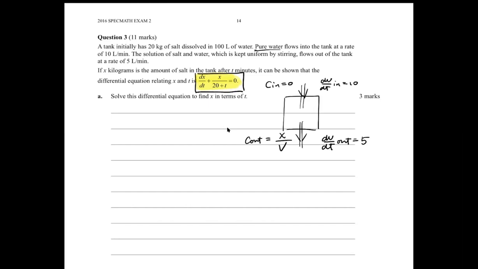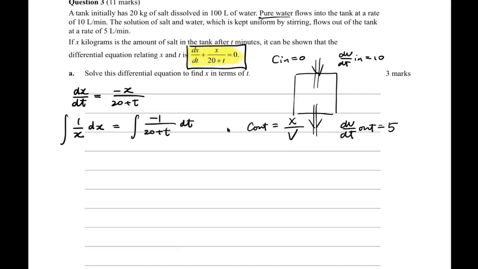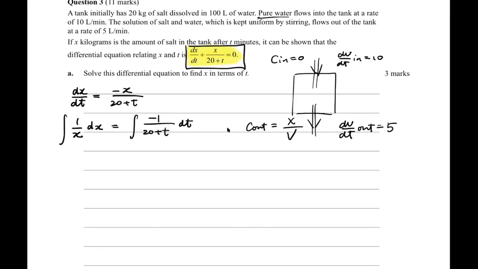Since you've been given this differential equation directly, you can solve it. How? dx/dt equals minus x over 20 plus t, okay? And separation of variables will allow you to perform integrations like that. Don't forget your integration sign here. Okay, now I will introduce an advanced technique using definite integral to solve the differential equation.